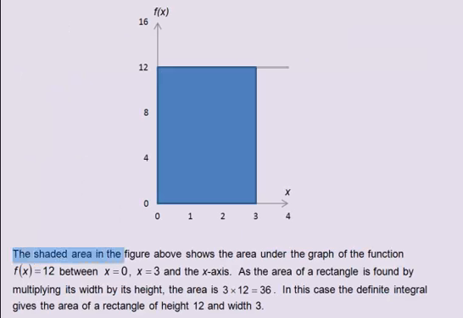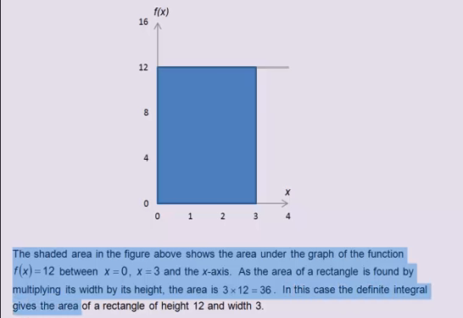The shaded area in the figure above shows the area under the graph of the function f of x equals 12 between x equals 0, x equals 3 and the x-axis. As the area of the rectangle is found by multiplying its width by its height, the area is 3 times 12, which equals 36. In this case, the definite integral gives the area of a rectangle of height 12 and width 3.